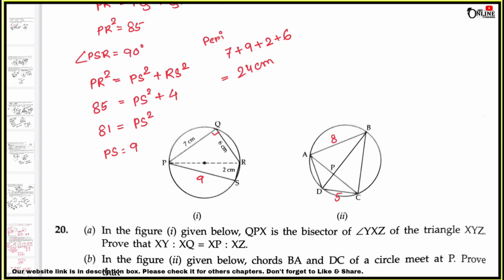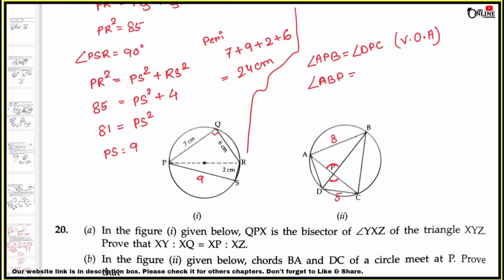So first, angle APB is equal to angle DPC, vertically opposite angles. Then again, angle ABP is equal to angle DCP, because these two angles lie on the same segment. That means triangle ABP is similar to triangle DCP, by AA rule.